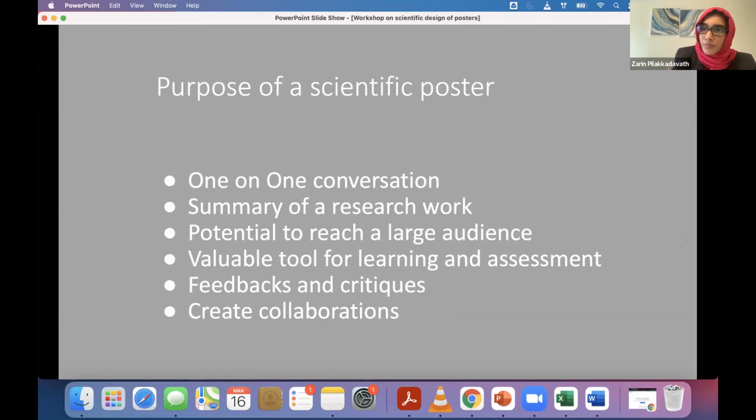So what's the purpose of a poster presentation? Though it's a one-to-one conversation, it has the potential to reach a very large audience because it will be exhibited in a hallway, and even in your absence, there'll be people walking through the hallway and looking at it. So your message of the research work that you have done should be conveyed in a very simple, clear way that is pleasing to the eyes. And poster presentation is also a very valuable tool for learning and assessment. During your poster presentation, you'll get a lot of feedback and critiques. You can do a lot of networking and create collaborations.